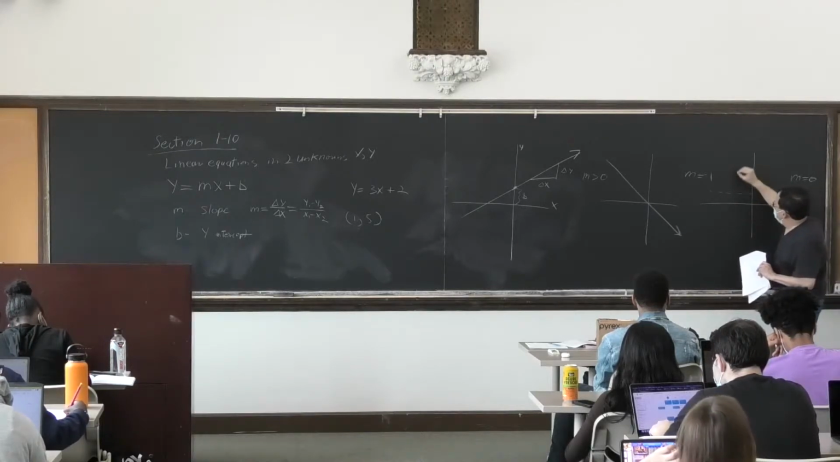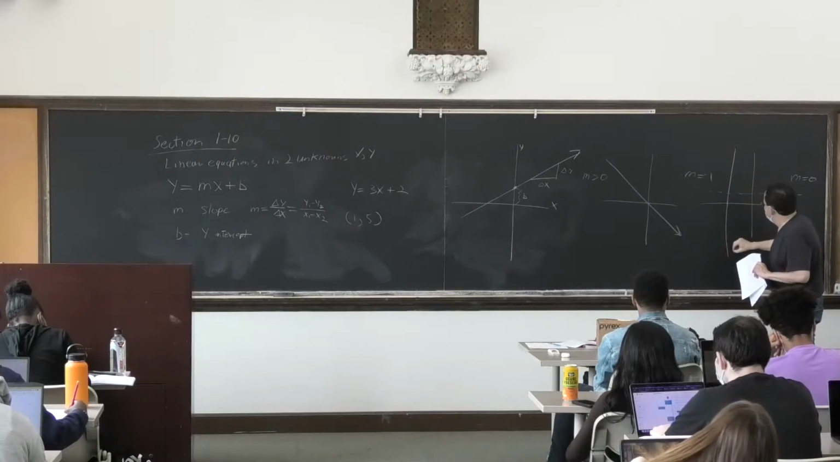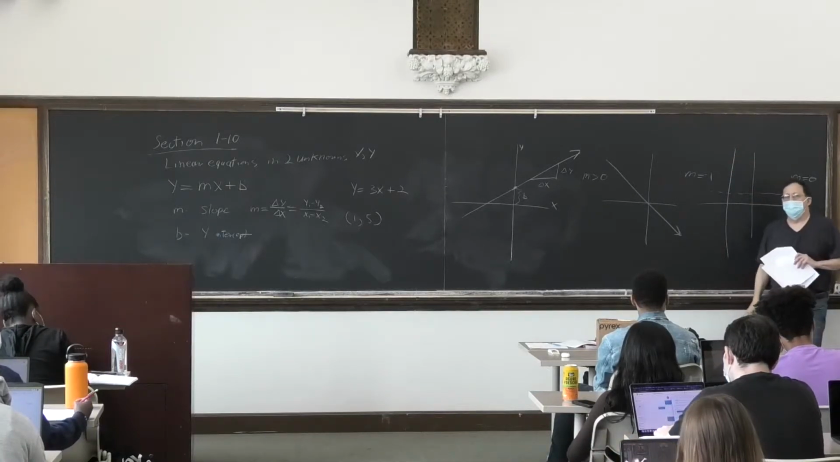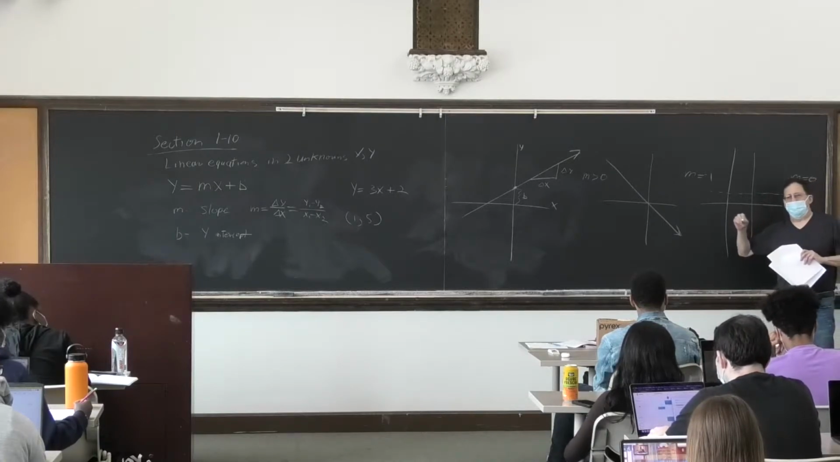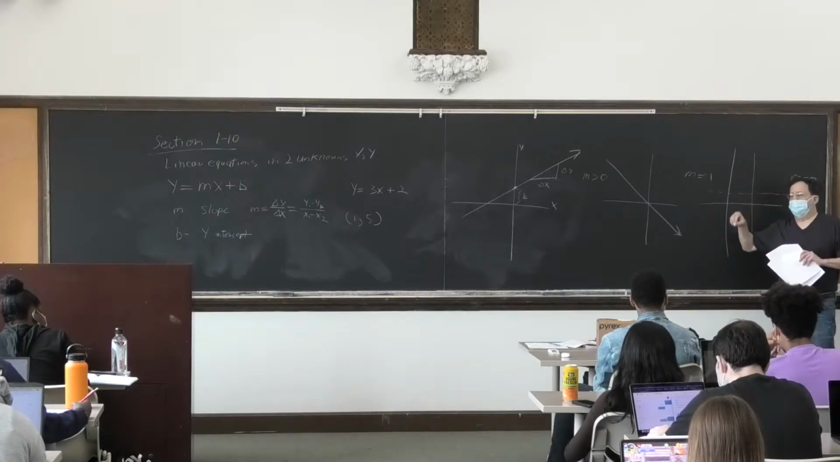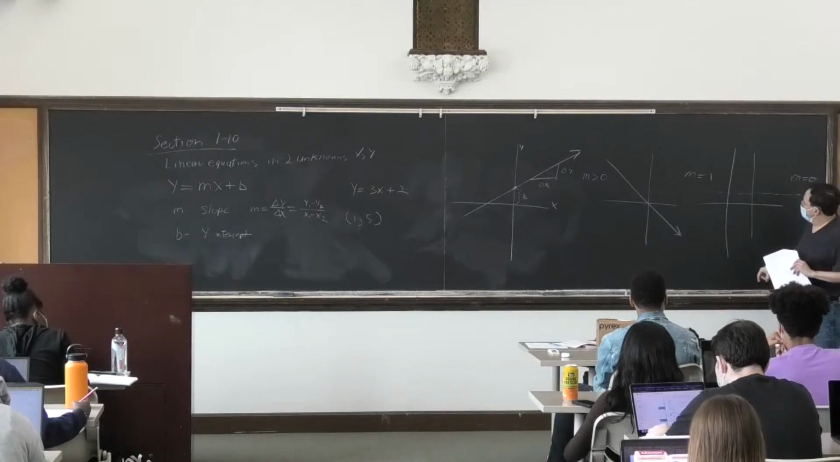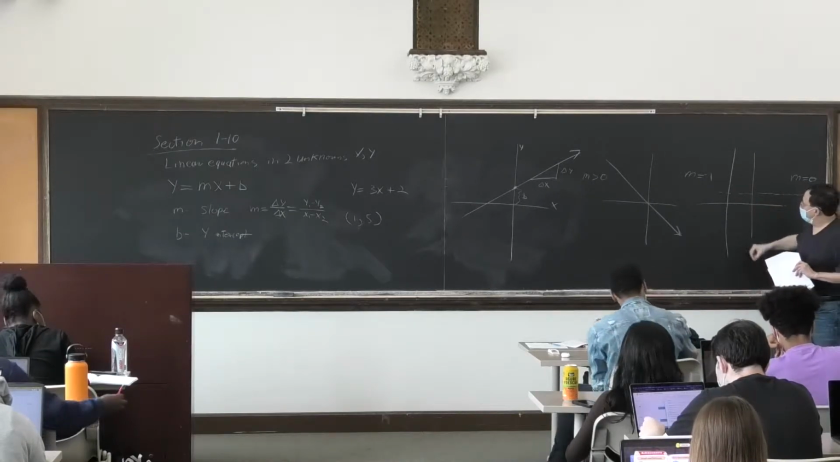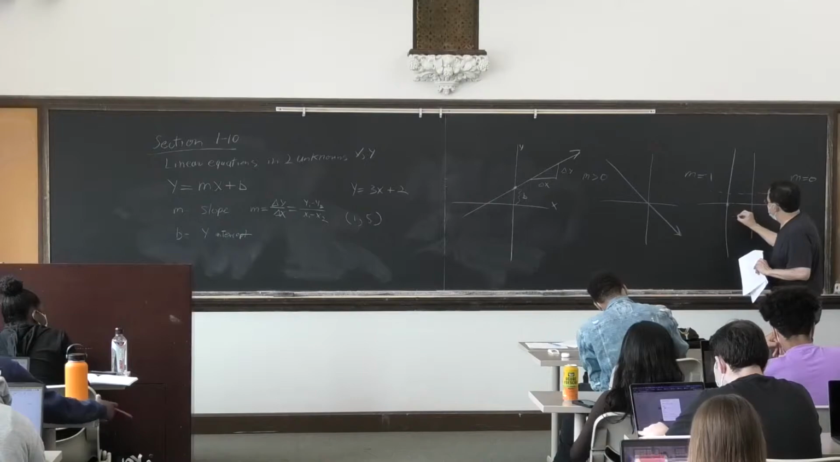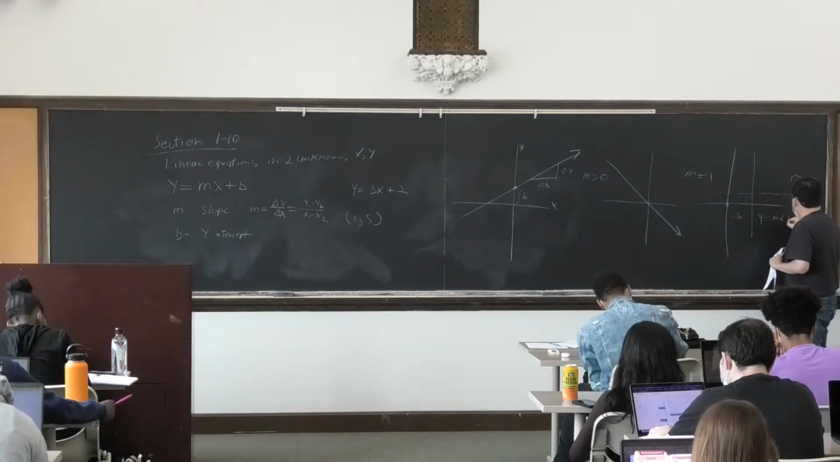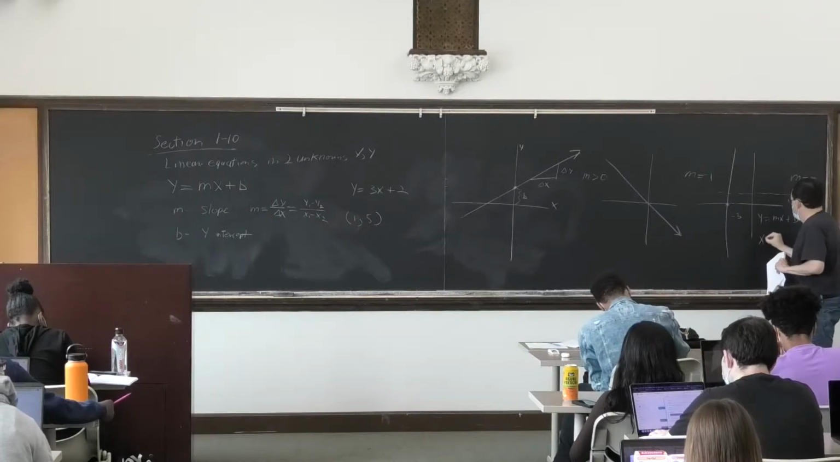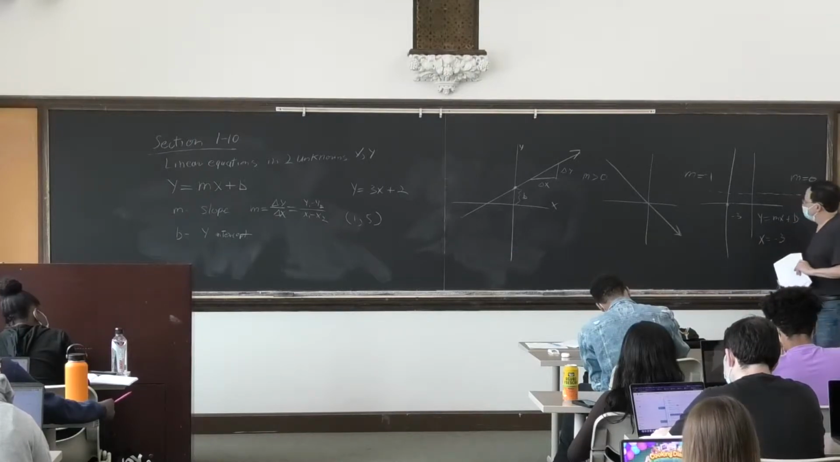Now, if it happened that you had a line that was perfectly vertical, well, delta y over delta x would be something over 0, which is undefined. You can have a line like this. Let's say this is minus 3. You can't use this form, right? But you could say x equals minus 3.